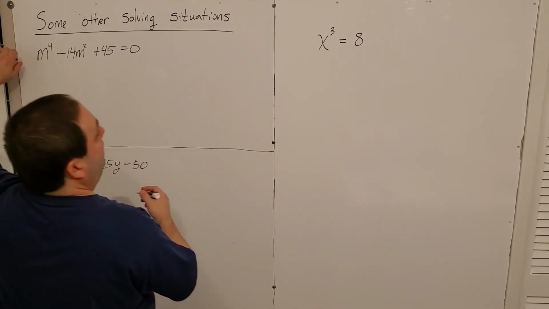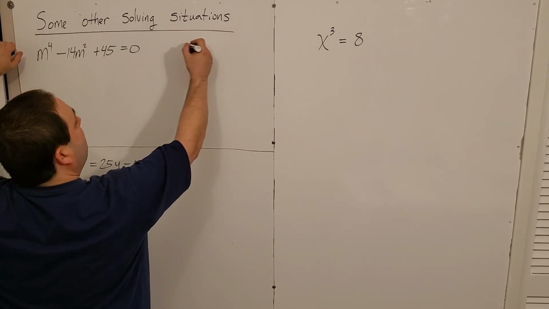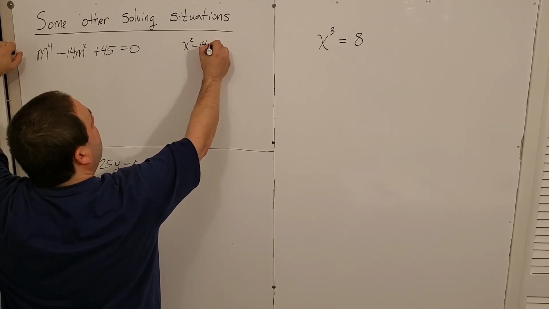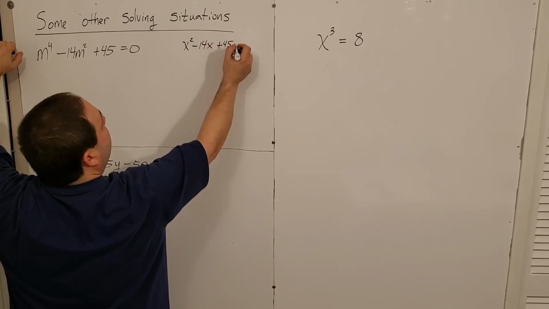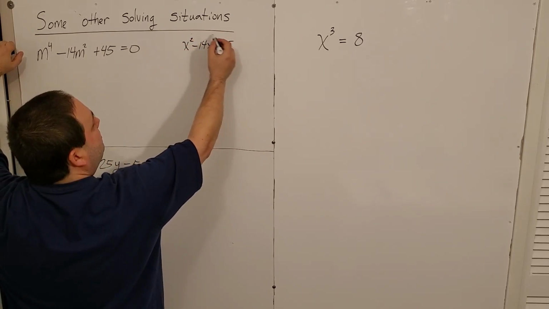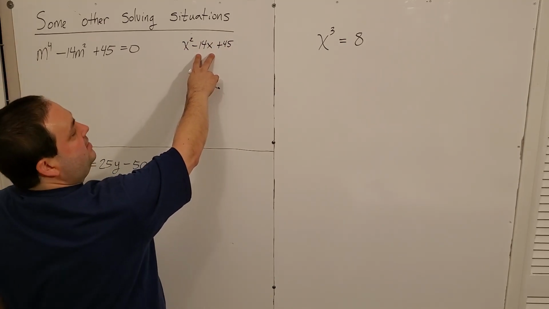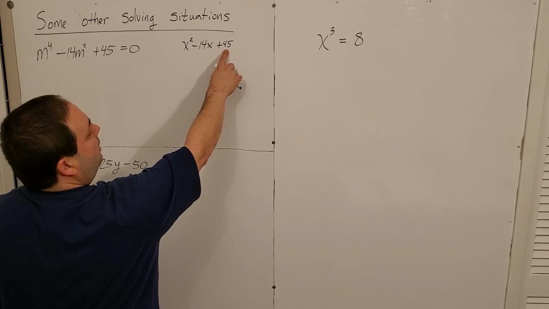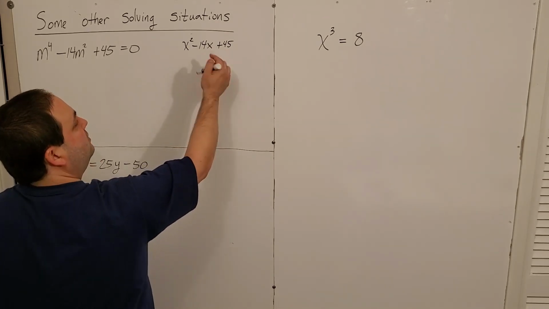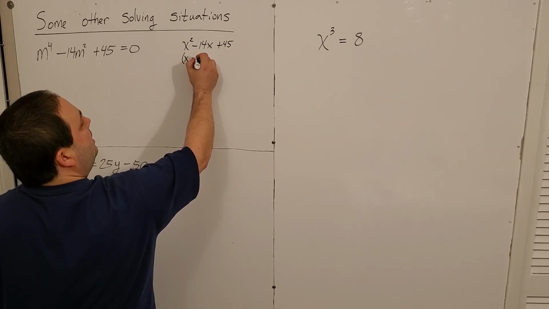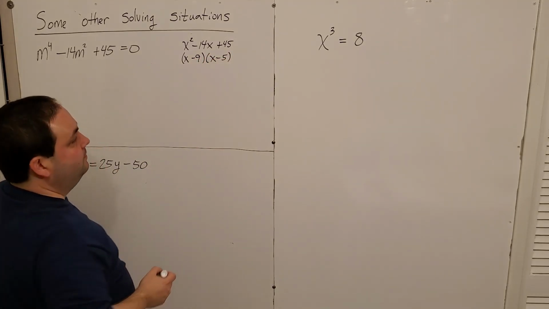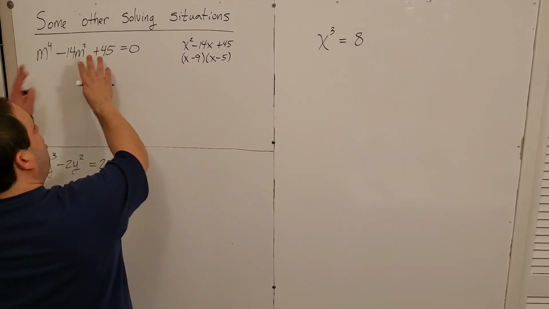So think of it kind of like I have something that looks like x squared minus 14x plus 45. And I want to factor this thing out. I would look at it as what two numbers multiply to 45 that add to negative 14. Well, that would be x minus 9 times x minus 5. This is no different.